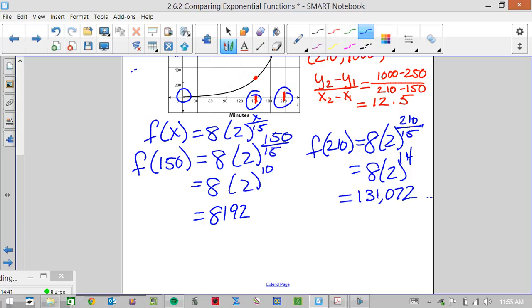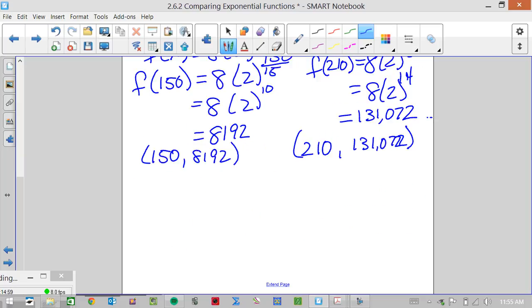131,072. So the 2 points I need to use here are 150, 8,192, and 210, 131,072. So this is what I'll use in my slope formula. Y sub 2 minus y sub 1 over x sub 2 minus x sub 1.